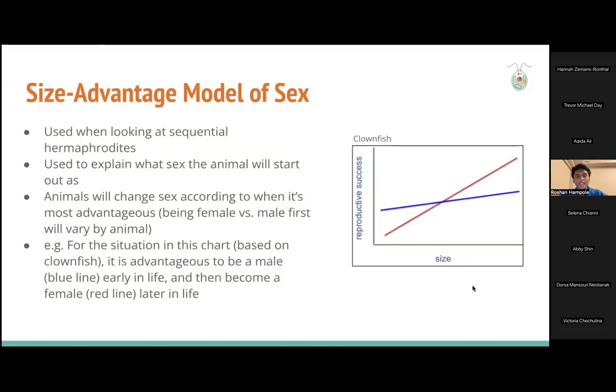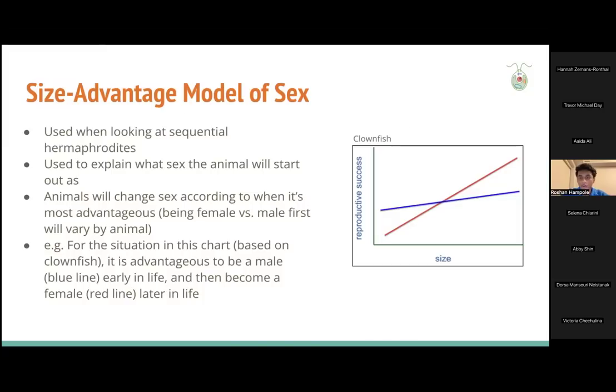Okay, so the size advantage model of sex. This model is used when we're looking at sequential hermaphrodites, animals that start out as one sex and then change to another later in life. We use it to explain what sex the animal will start out as. Will they start out as male first and become female later in life? Or will they start out as female first and become male later in life? So animals will change sex according to when it's most advantageous.